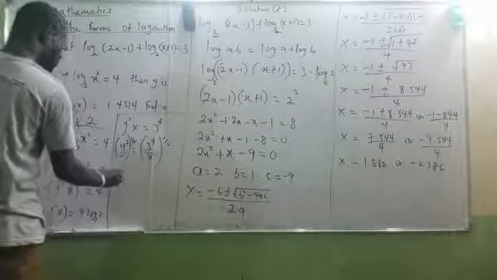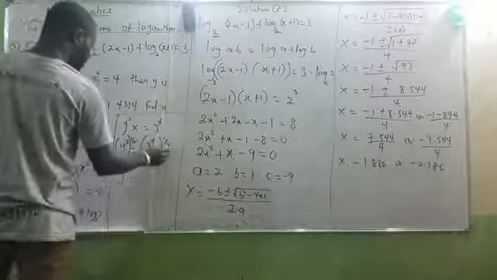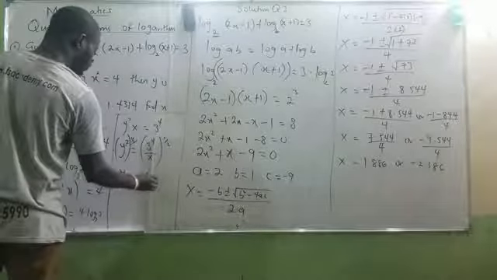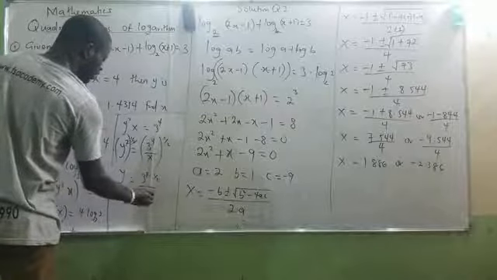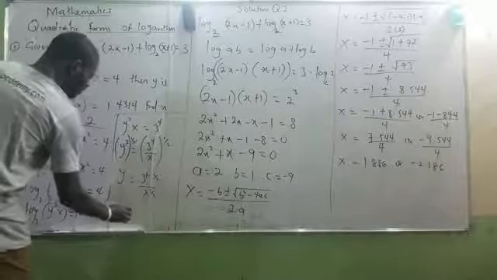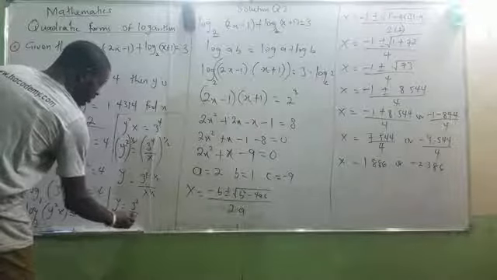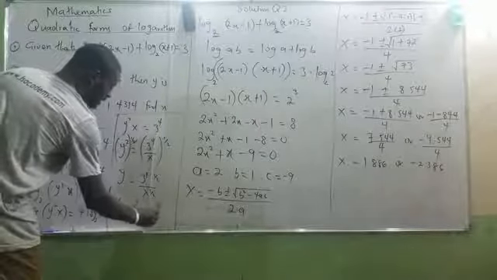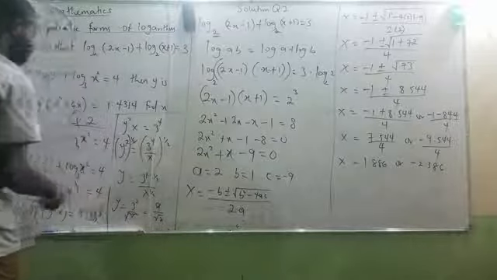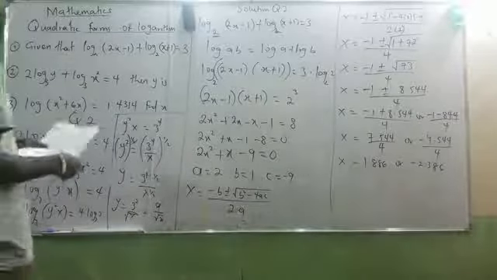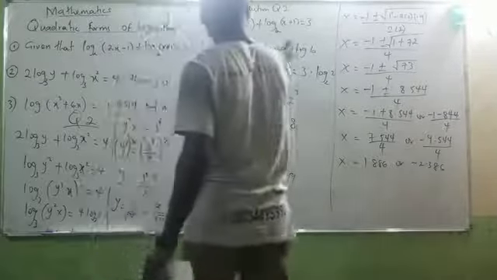This will cancel. Y will now be equal to 4 multiplied by 1 all over 2, divided by x raised to power 1 all over 2. So my y will be equal to 3 raised to power 2 all over root of x, which is 9 all over root of x. That is my y.